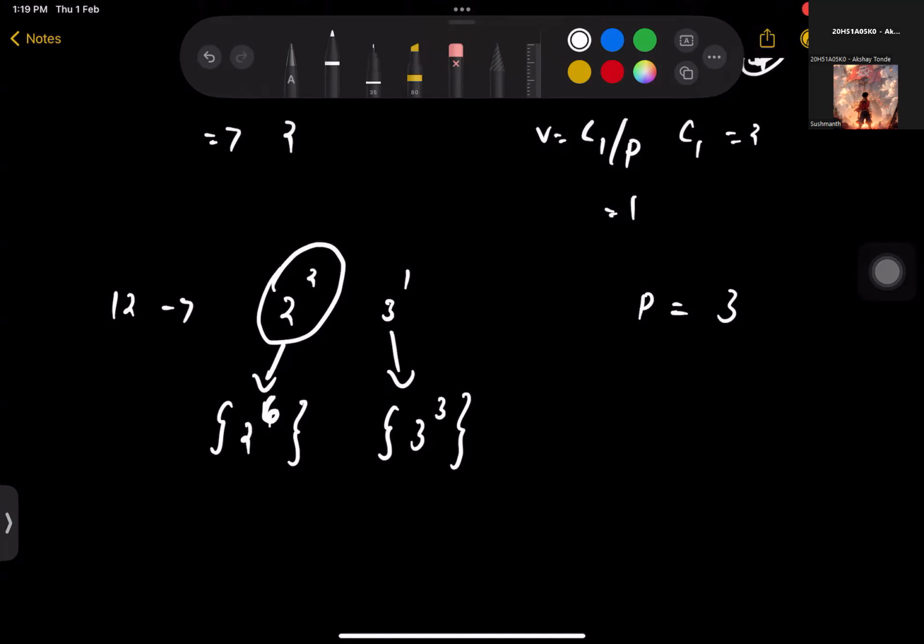What does this 2 power 6 represent? 2 power 6 represents the power contribution that y can have. So in y, only 2 power 6 can be present as the power contribution of 2. And only 3 power 3 can be present as the power contribution of 3.